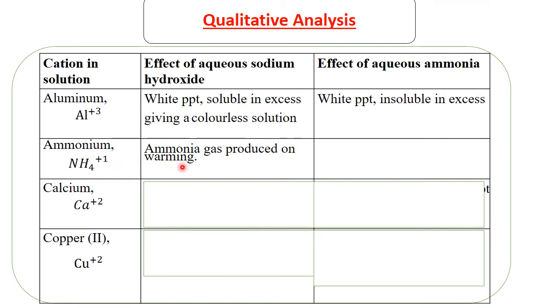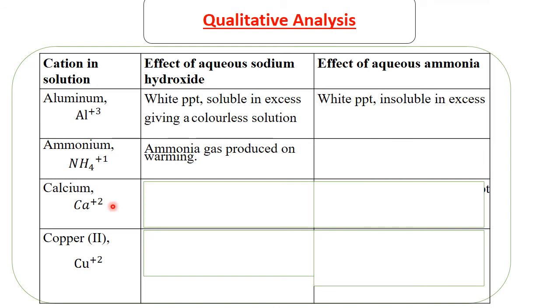What about the ammonium ion itself? When you add sodium hydroxide, ammonia gas is produced when you warm the mixture. Since ammonia gas is produced, we can't add ammonia. Even if we add ammonia, nothing is going to happen, so don't do any test here.